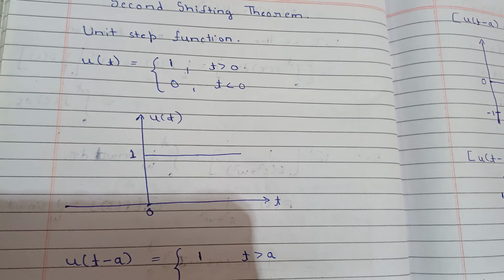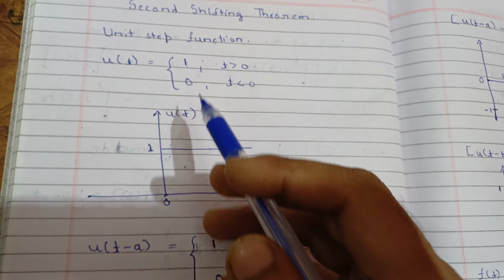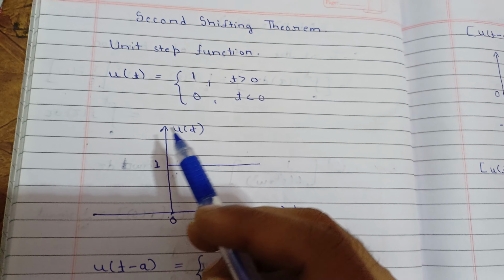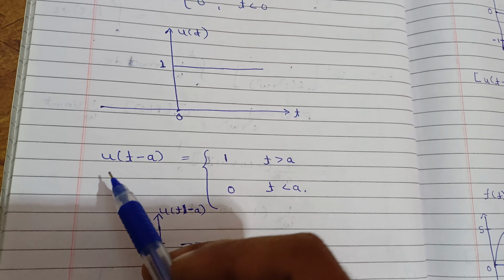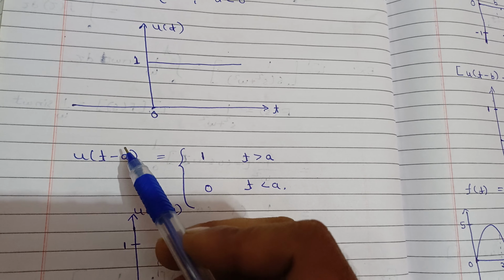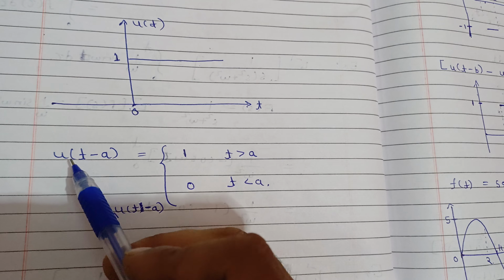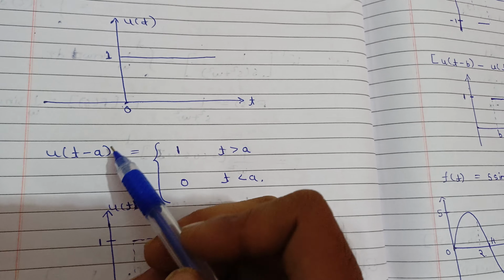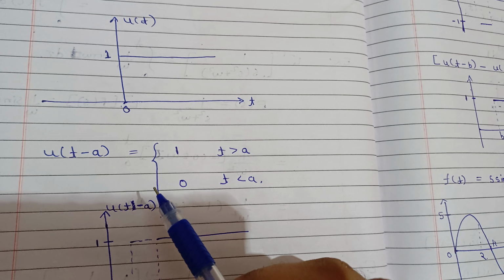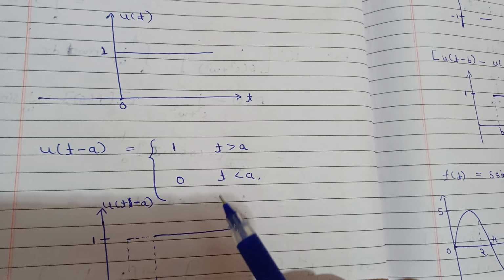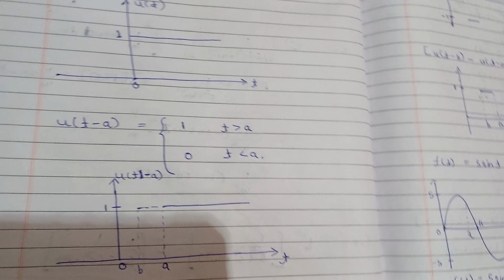Now if you need to plot this unit step function for t minus a, how can you do that? This complete value will be greater than 0 when t is greater than a. So t greater than a will give you 1, and t less than a means this complete value will be less than 0, so it will give you 0. So t less than a will give you 0.